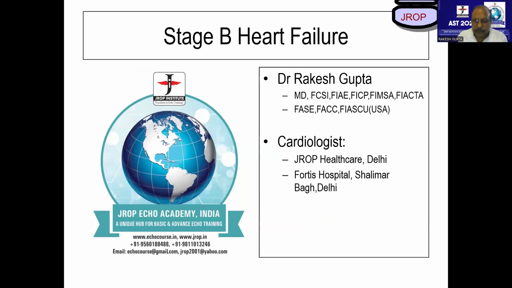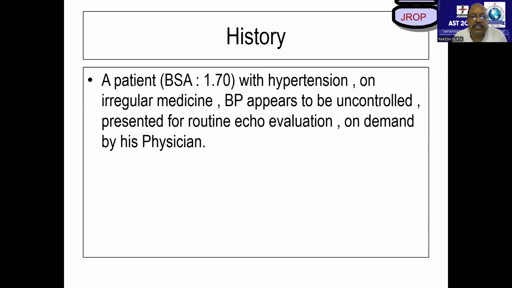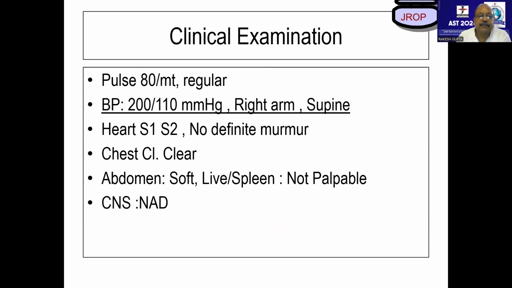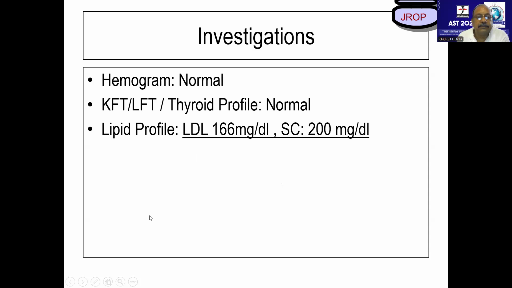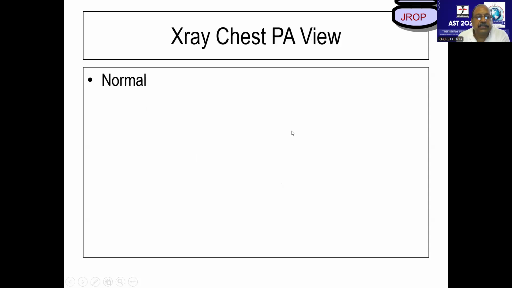Here's a patient who has a body surface area of 1.7. He has hypertension, is on irregular medicine, and his BP appears to be uncontrolled. He presented for routine echo evaluation on demand of his physician. BP is 200 by 110, pulse 80, no definite murmurs, chest clear, abdomen soft, liver and spleen not palpable, CNS normal. Borderline elevated LDL and serum cholesterol.